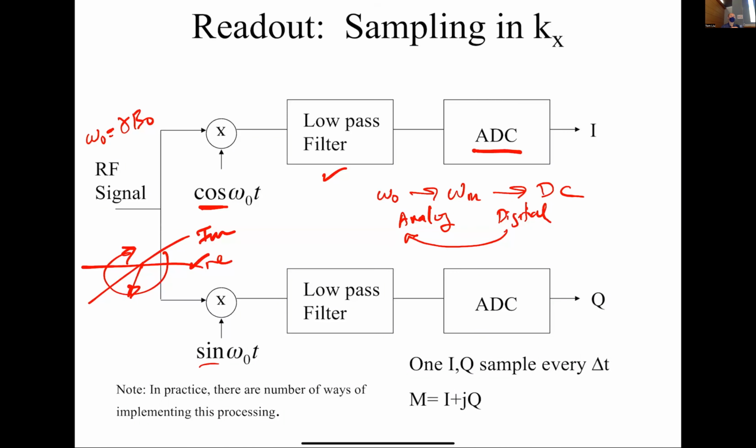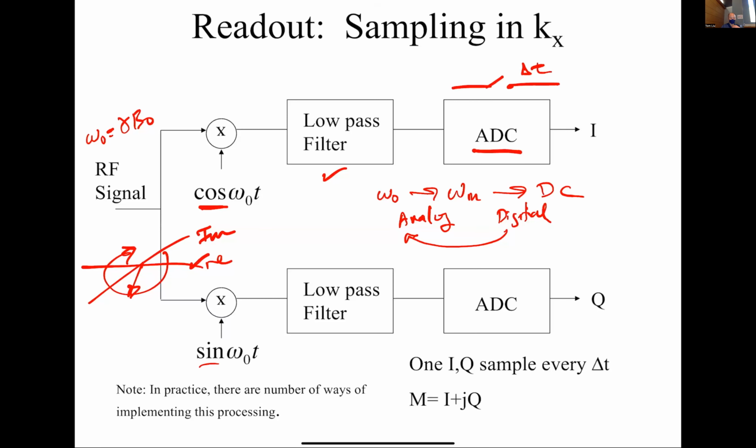It does two things. One is it quantizes the signal, so it goes from an analog value to a digital number, but it also samples. The sampling is what we care about. We can think of it as sampling with some sample interval delta t, so we're taking a sample every delta t.